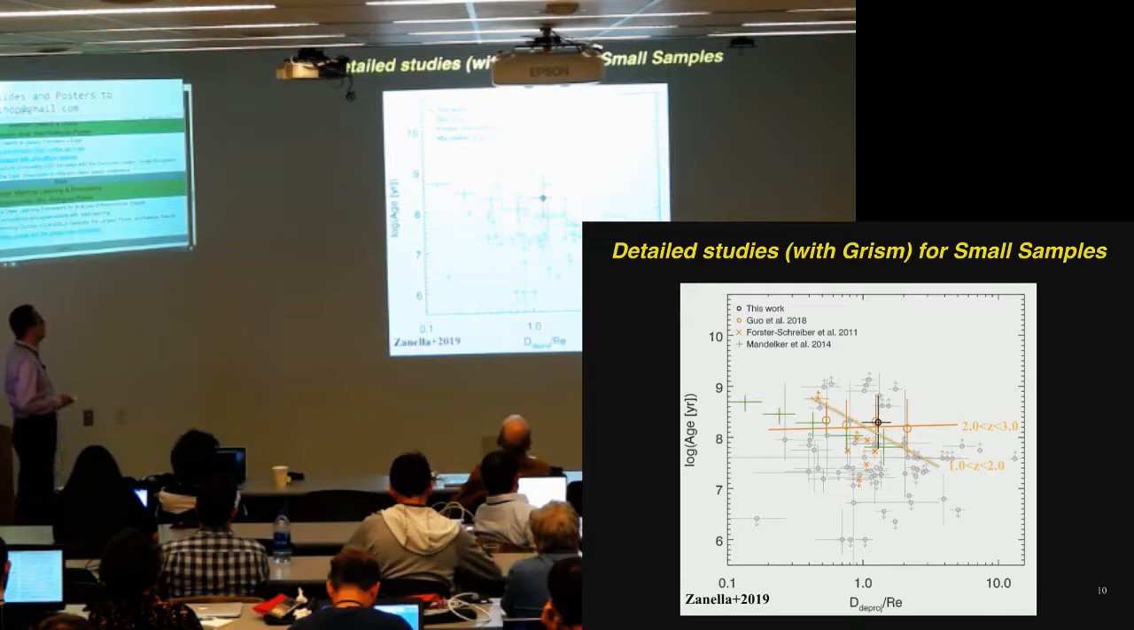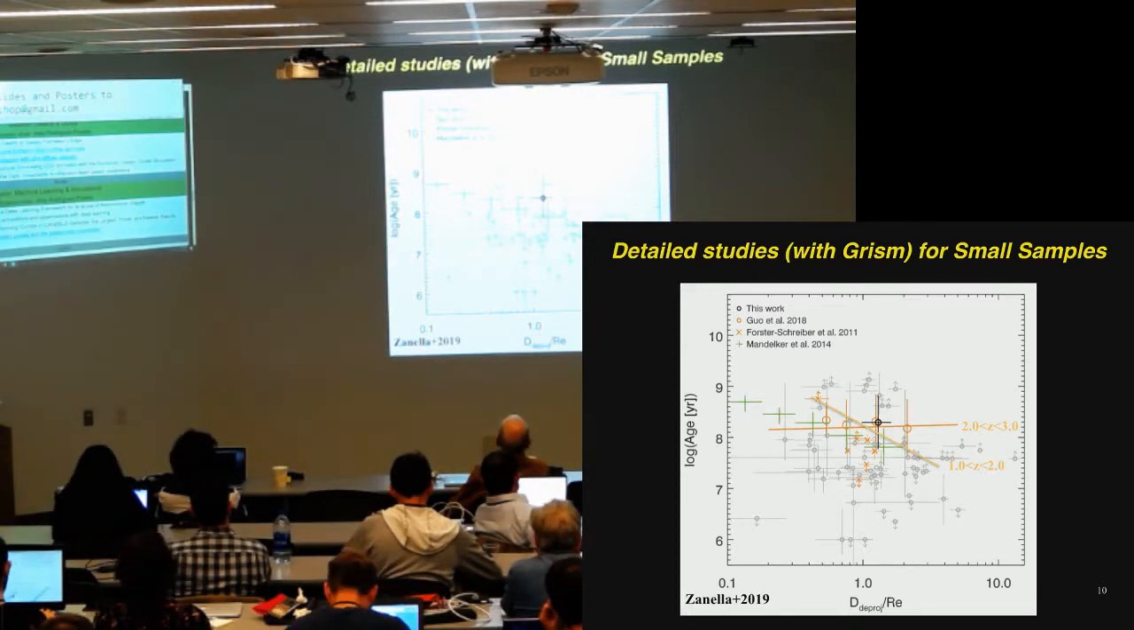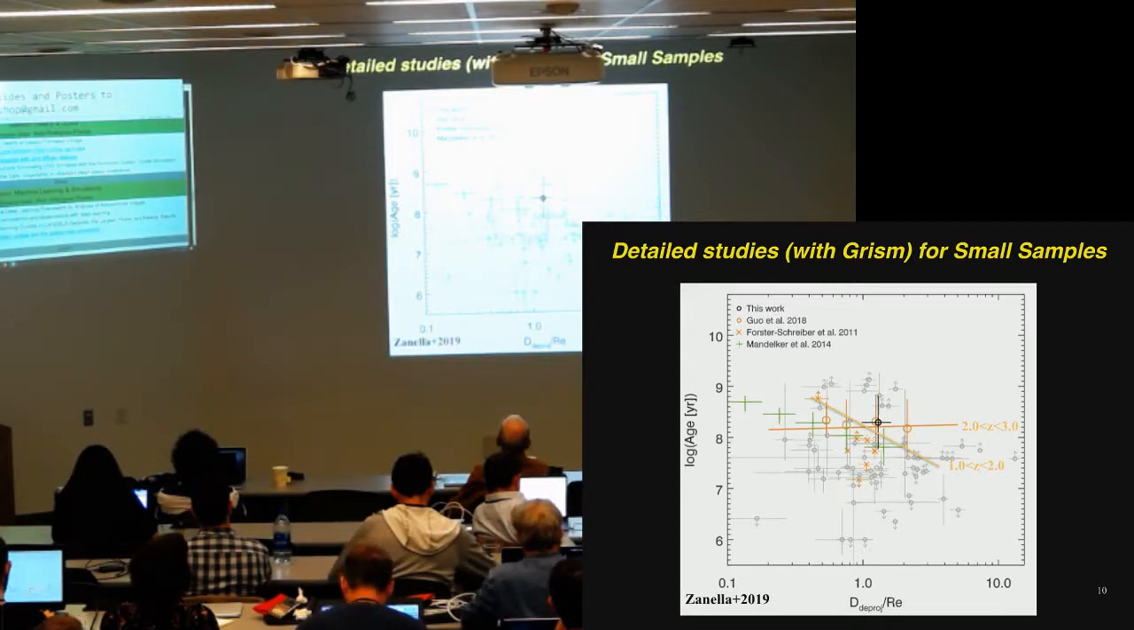They only have 53 galaxies, and what we want to know is not only the age distribution, but the age as a function of distance to the galactic center. You cannot see a very clear trend from their data. And if you look at my result from 2018, if you look at redshift 2, it's flat. If you look at redshift 1 to 2, it's steep.